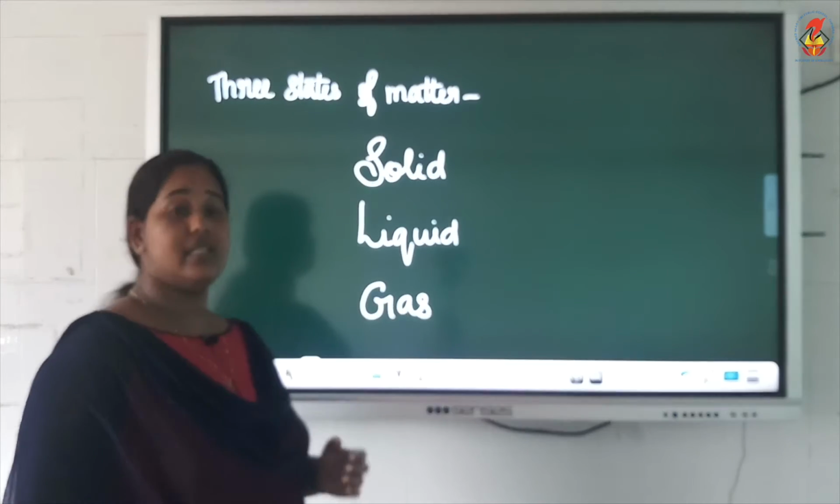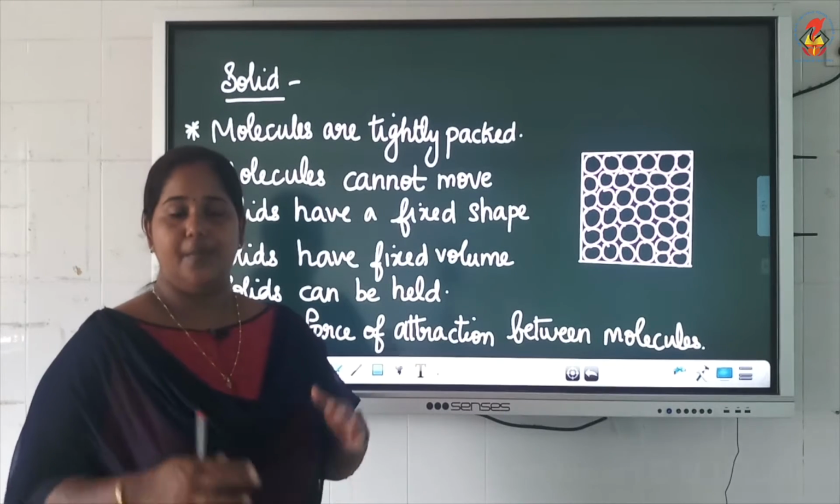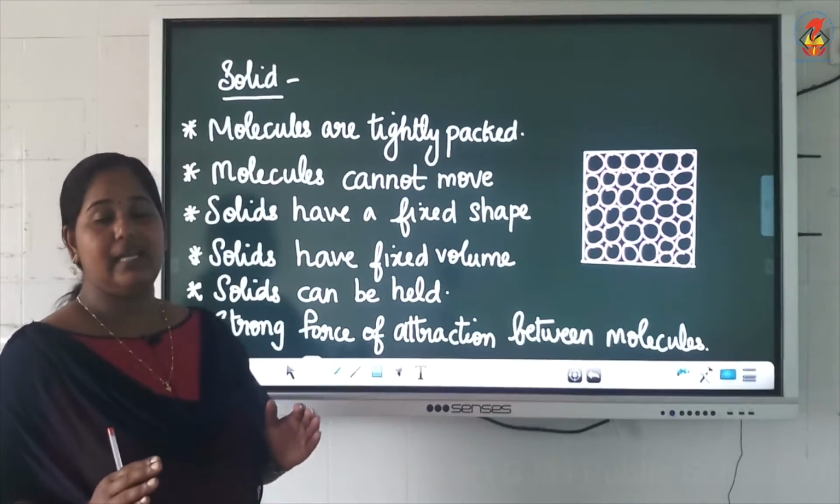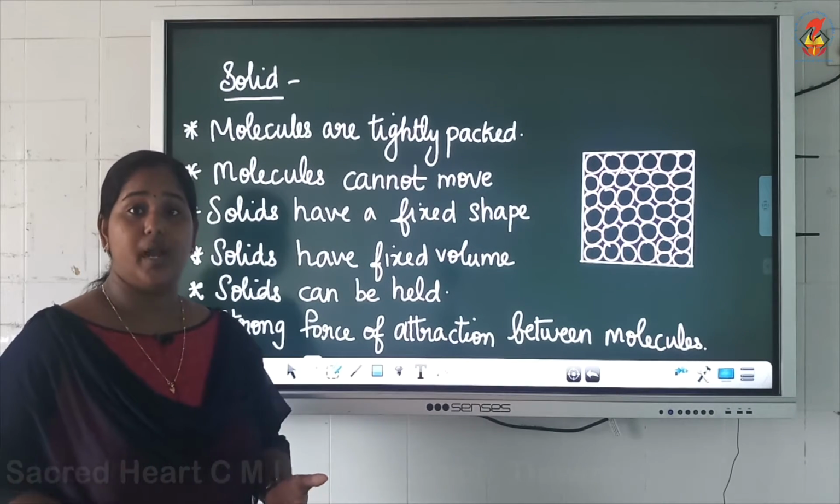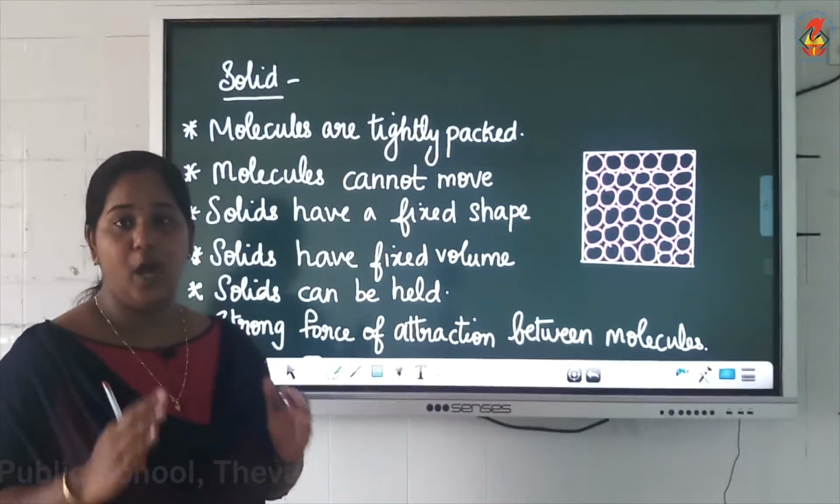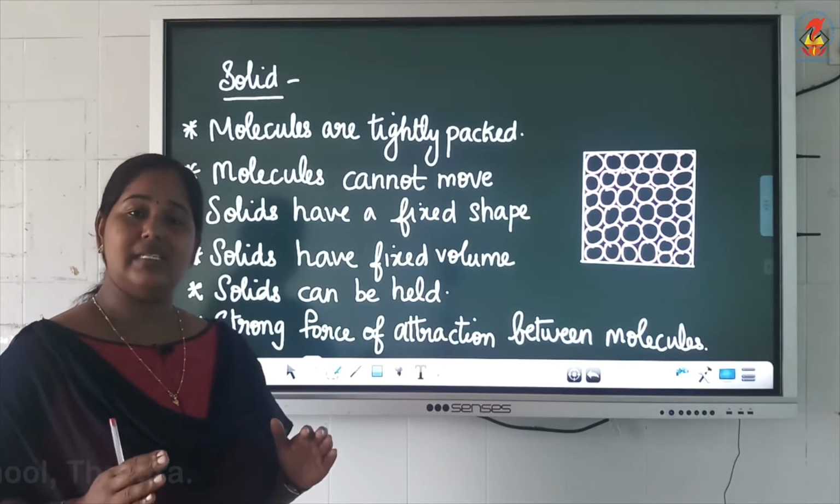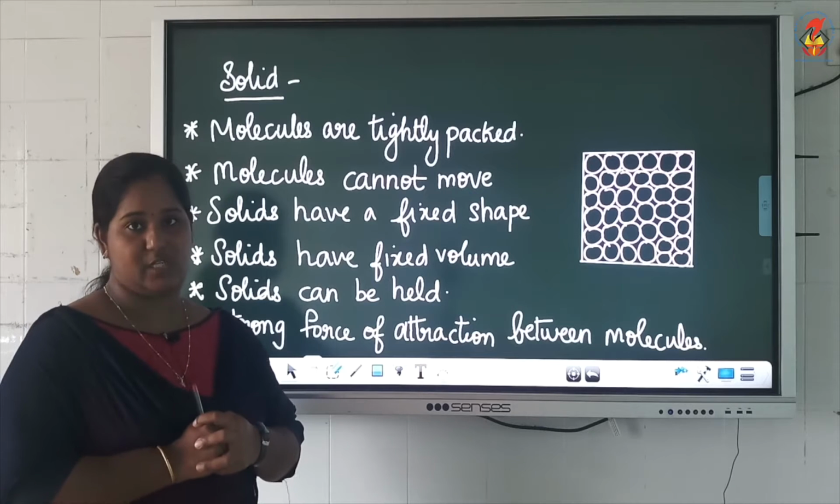Let us take a look at solids. See, this picture clearly shows you how molecules are arranged in solid. You can see that the molecules are tightly packed without any space between them. Molecules in solids are tightly packed, there is no space around them. So if they are tightly packed, can they move around? No. They cannot move around. Molecules in solid cannot move around. So that means they have a strong force of attraction. Attraction between the molecules is too much.